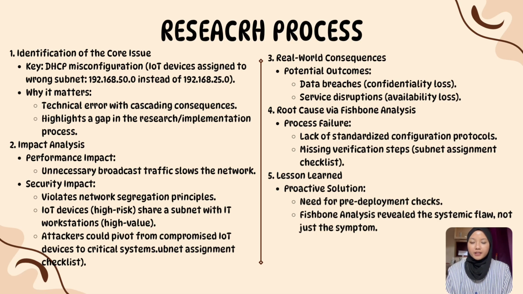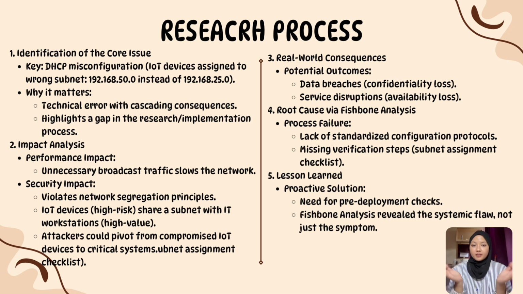During our network configuration review, we uncovered a significant inconsistency in our DHCP implementation. As shown in this table from our report, IoT devices were mistakenly assigned to the IT department subnet at 192.168.50.0 rather than the dedicated IoT subnet at 192.168.25.0. This misconfiguration occurred because the DHCP pool was not properly aligned with our network segmentation strategy.